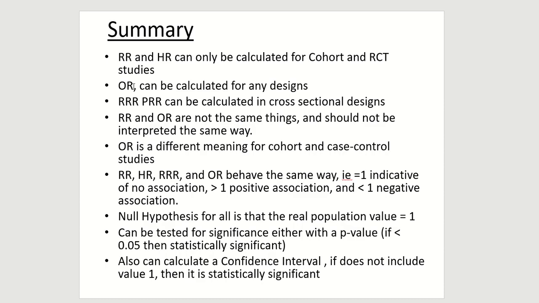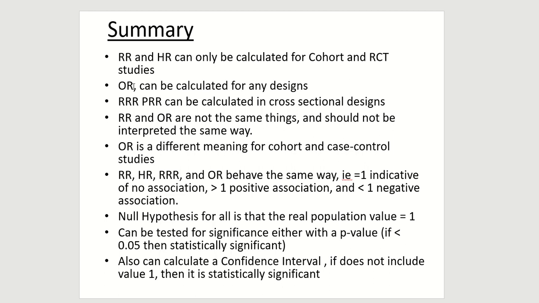So, as a summary, relative risk and hazard ratio can only be calculated for cohort and RCT. Odds ratio can be calculated for any design. Prevalence rate ratio can be calculated for cross-sectional design. Relative risk and odds ratio are not the same thing and should not be interpreted the same way. Odds ratio has a different meaning depending on whether you're doing a cohort or a case-control study. We didn't get into that. We'll do that next year.